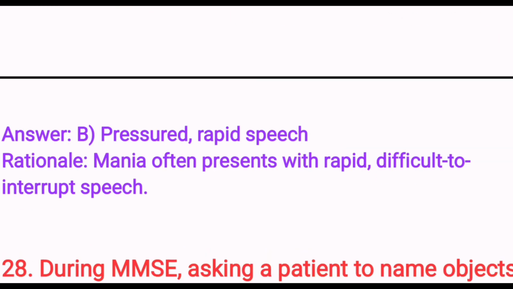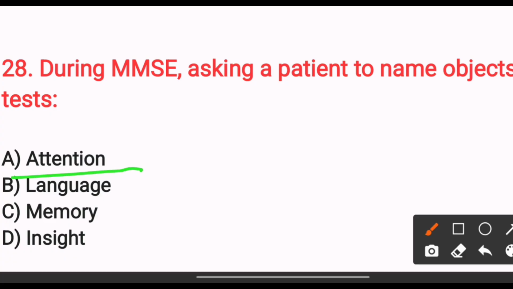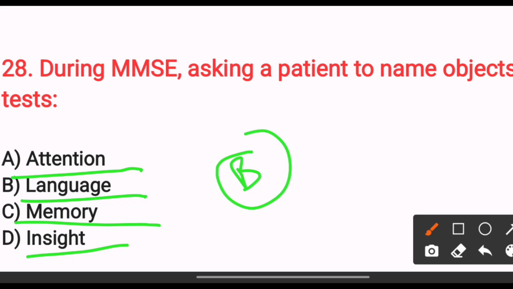Next, during the mini mental status examination, asking a patient to name objects tests which domain? Option A, attention. Option B, language. Option C, memory. Option D, insight. The answer is option B, language. Object naming evaluates expressive language skill.